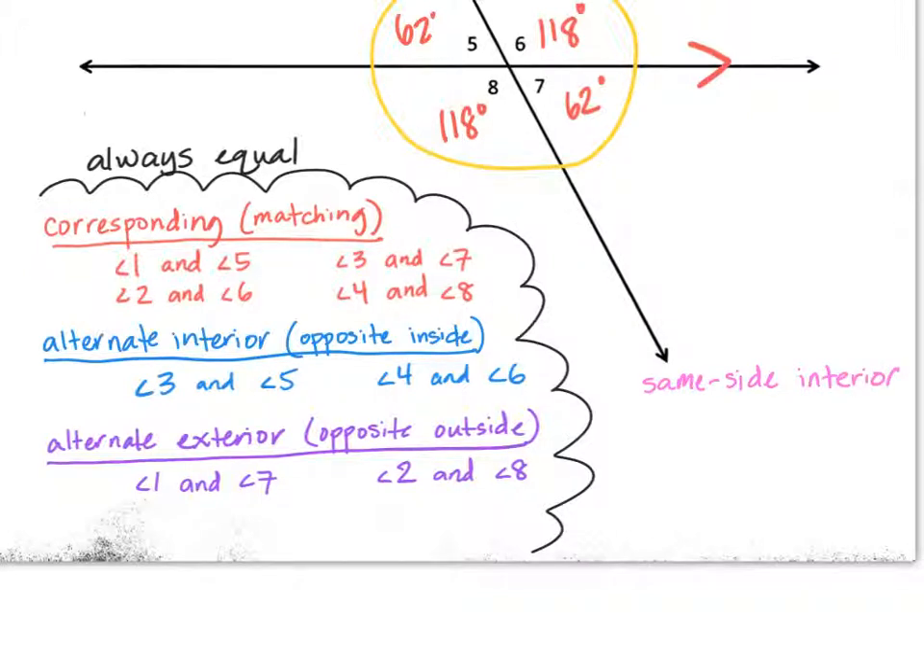Okay, and I'm not going to write in parentheses what that means. Same side is kind of obvious, and interior, again, is pretty obvious. In some books or worksheets, like the worksheet that I gave you for extra practice, instead of saying same side, it says consecutive. That means the same thing. So it'll say same side interior or consecutive interior.